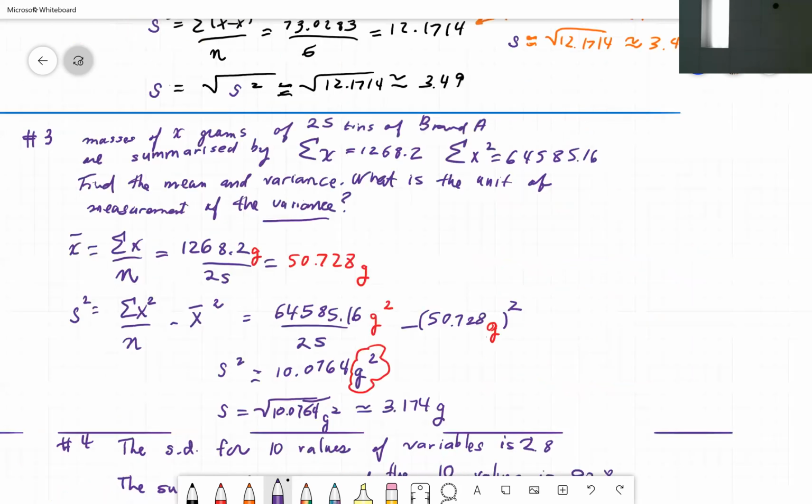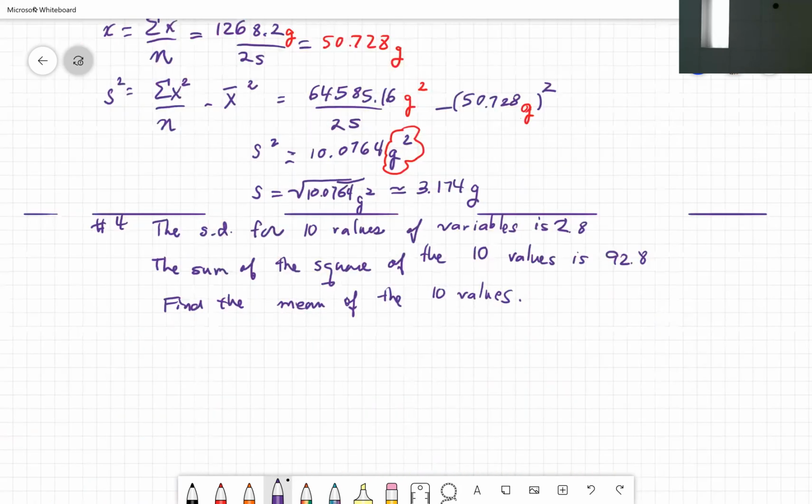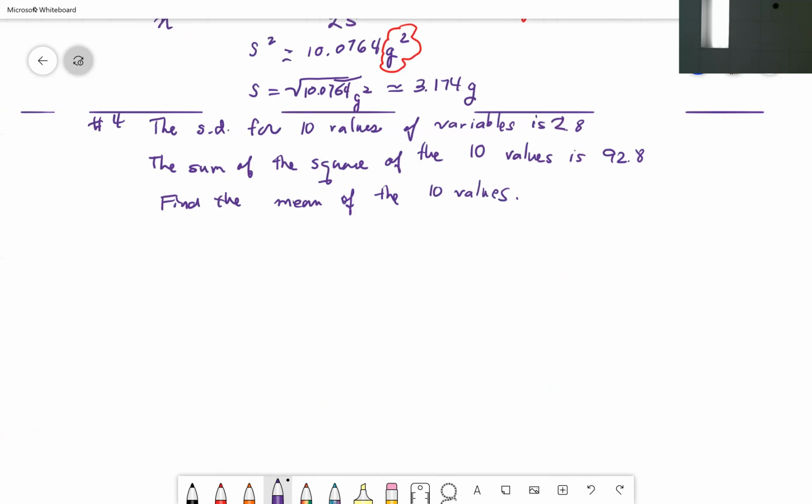All right. So the standard deviation for 10 values of a variable is 2.8, so we can already write S is 2.8. The sum of squares of the 10 values is 92.8, so we add them all up and it should be 92.8. By the way, N is 10.